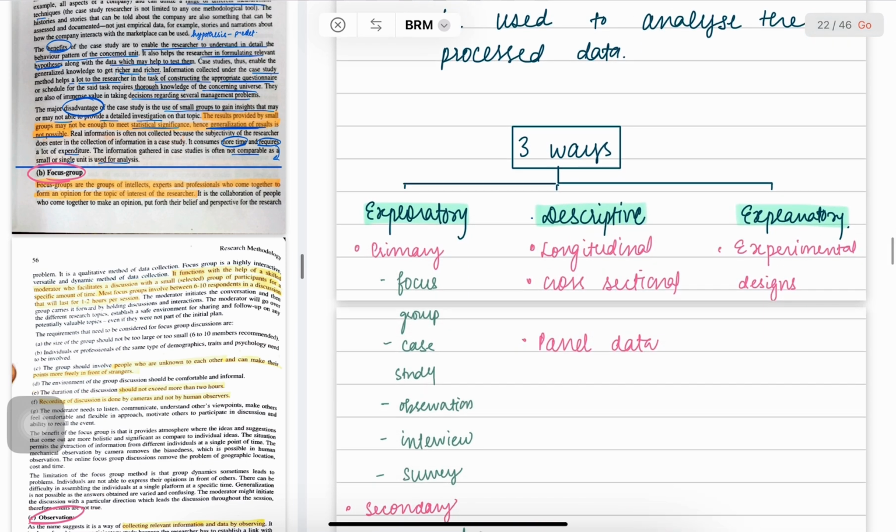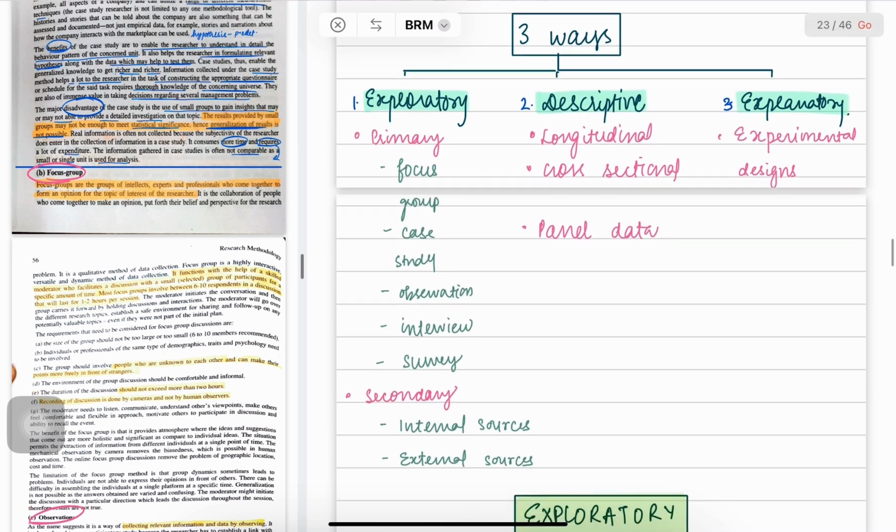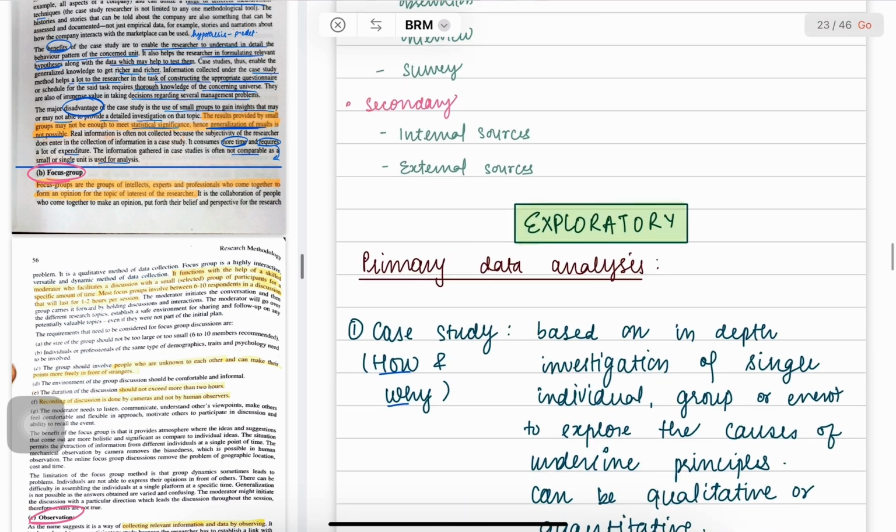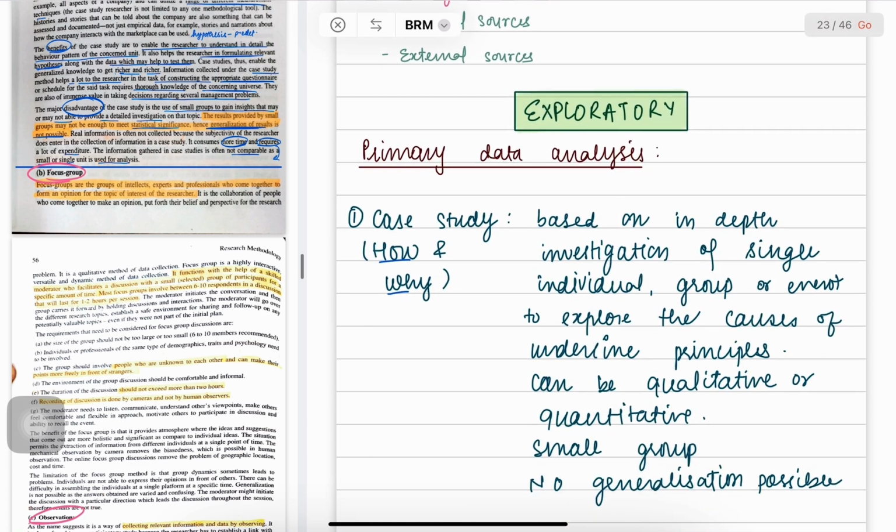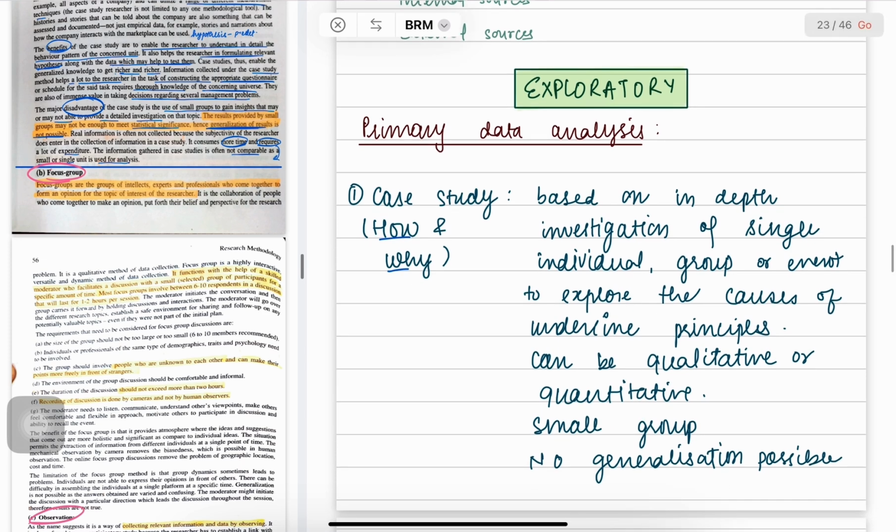So there are three broad categories of research design. First is the exploratory design, second is the descriptive, and the third is the explanatory. First is the exploratory design's primary data analysis case study method. We studied that it answers the question of how and why. It is based on the in-depth investigation of a single individual, group or event to explore the causes of underlying principle. It can be qualitative or quantitative. It is done on a small group and no generalization is possible.